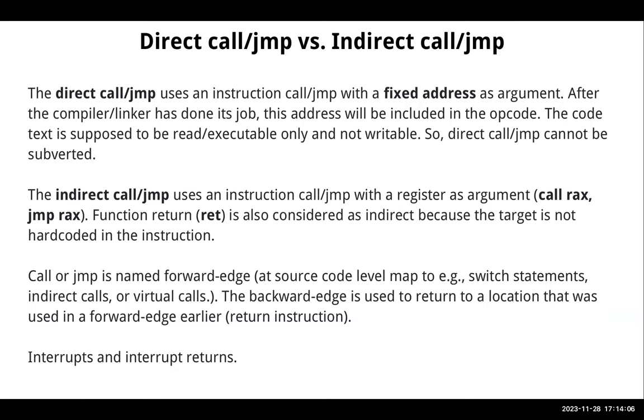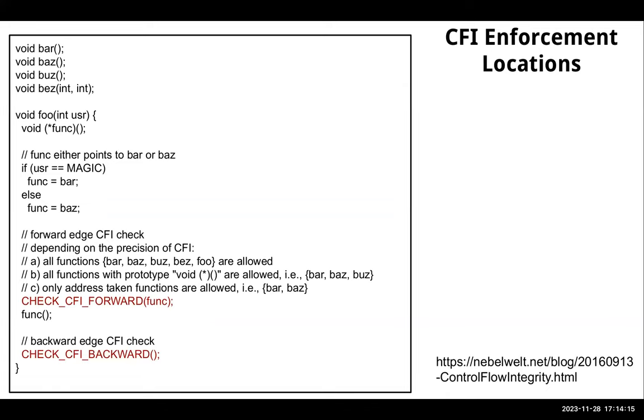Also, there could be interrupts and interrupt returns, but in this class we will not spend too much time on that. So let's take a look at a very concrete example. In this example, we are going to see the idea of CFI forward edge enforcement. The backward edge enforcement is the shadow stack. You already saw that in the first half of the class.